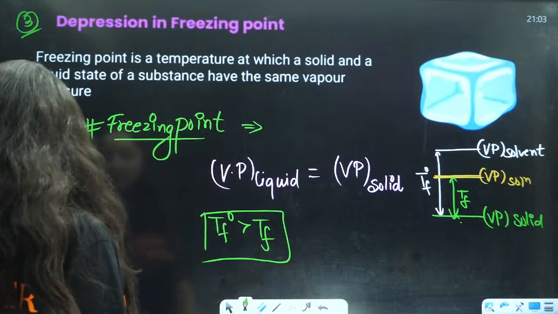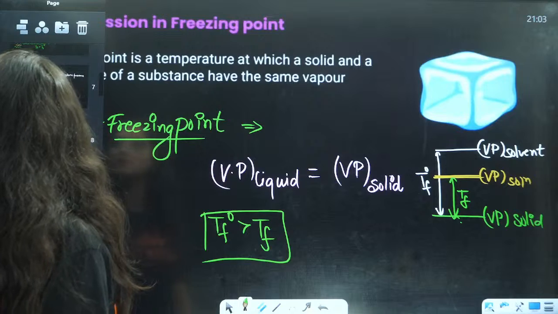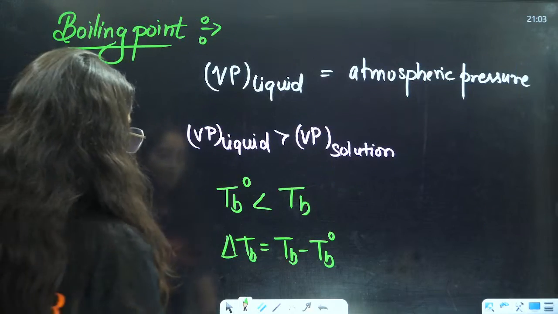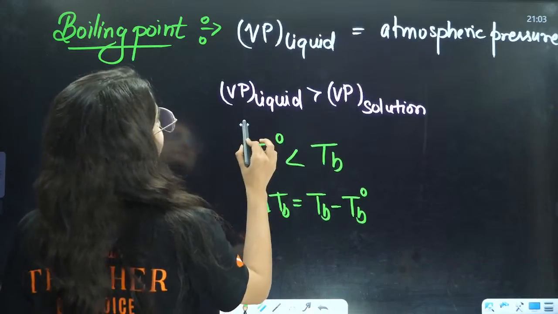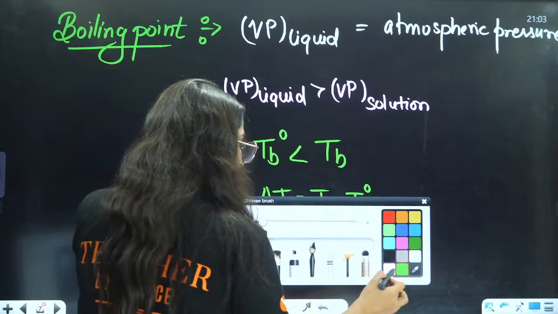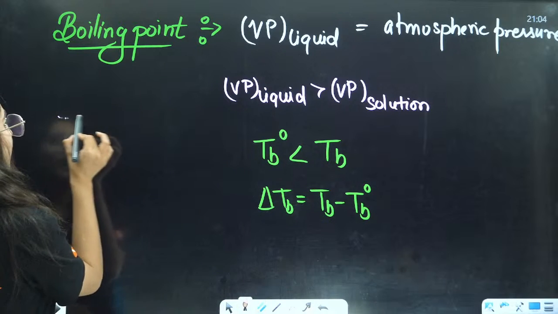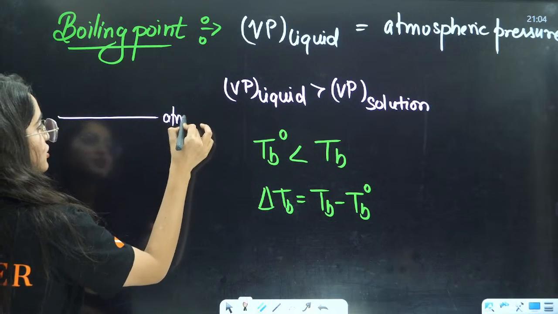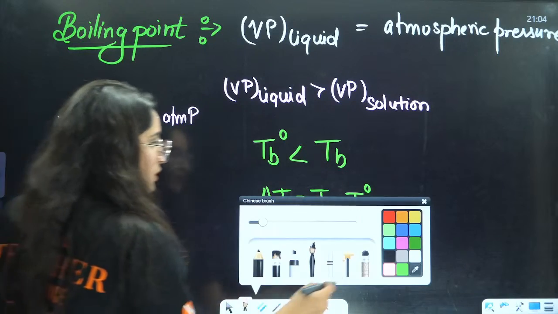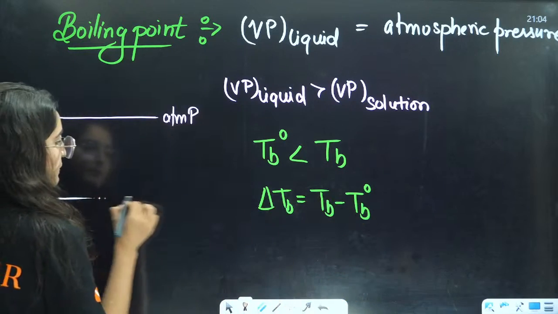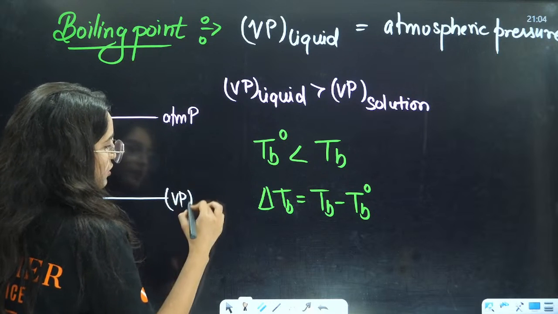If you want me to write same for boiling point, let's write it here. Simple thing, it's very simple thing. So basically what we are saying is that earlier you had this atmospheric pressure. Atmospheric pressure is definitely more than vapor pressure of solid, no. So this is your vapor pressure of solvent.